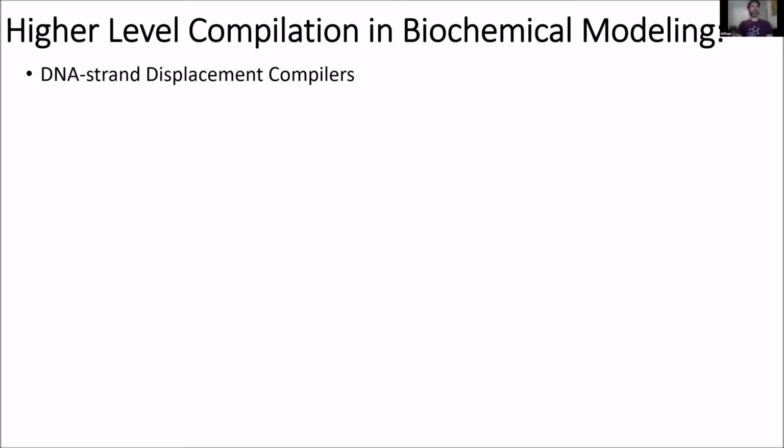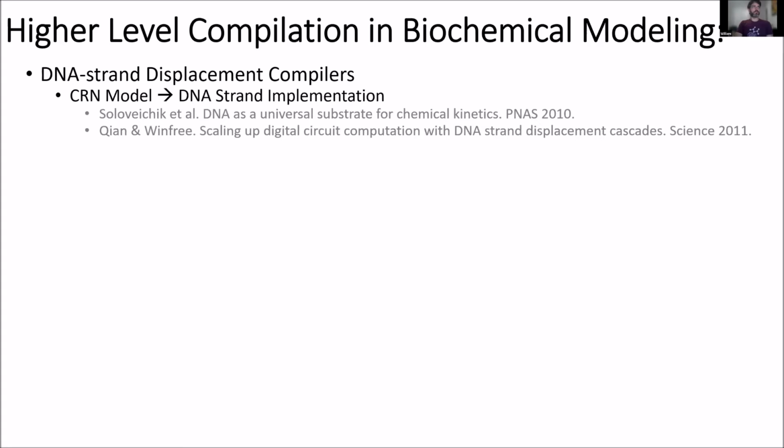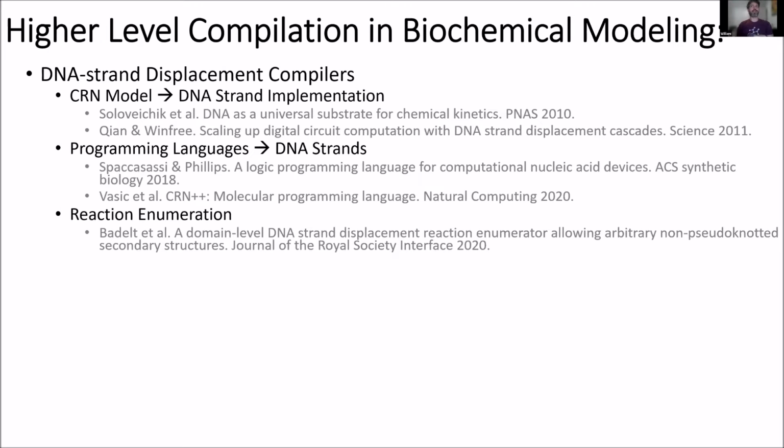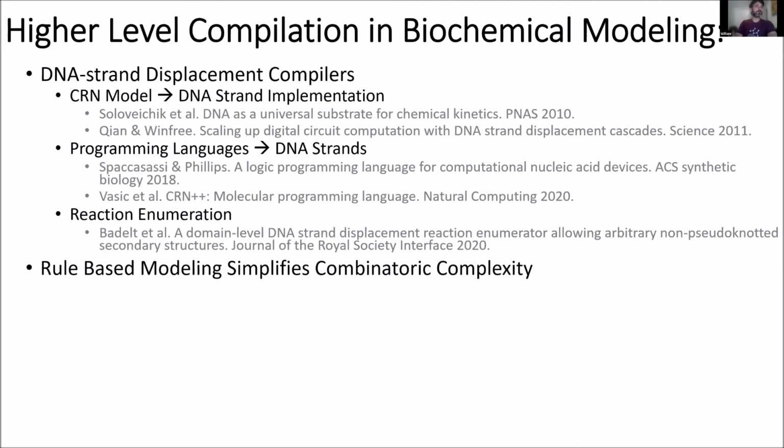The DNA strand displacement community has been using different types of compilers for a long time. You have these ideas where you can represent a CRN and compile it into a DNA strand implementation. There are also some programming languages that become DNA strands. There are some notions of reaction enumeration, which are frameworks for doing this in a more arbitrary way. The key with all of these, though, is that they're all about DNA strands. Biocompiler could be used for DNA strand displacement compilers, but it can also be used for synthetic biology.